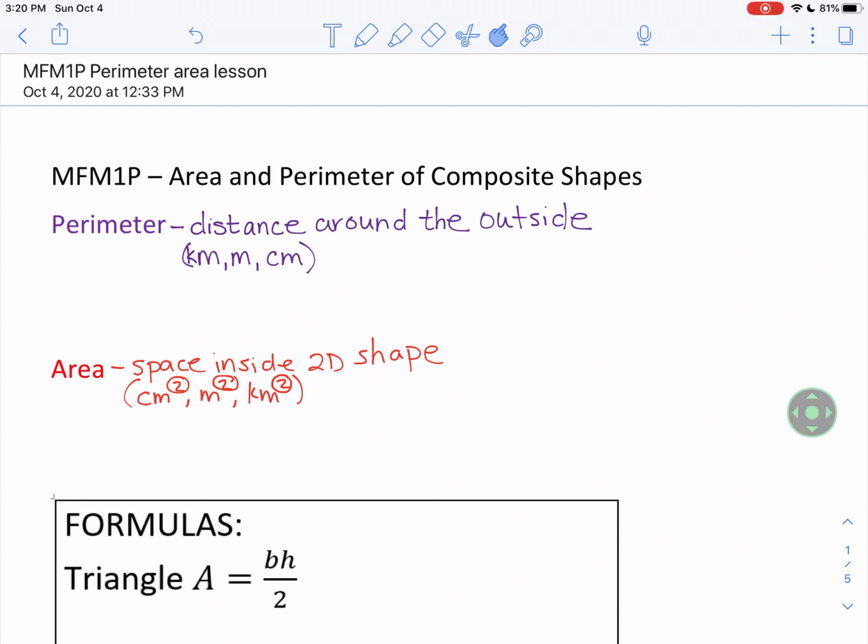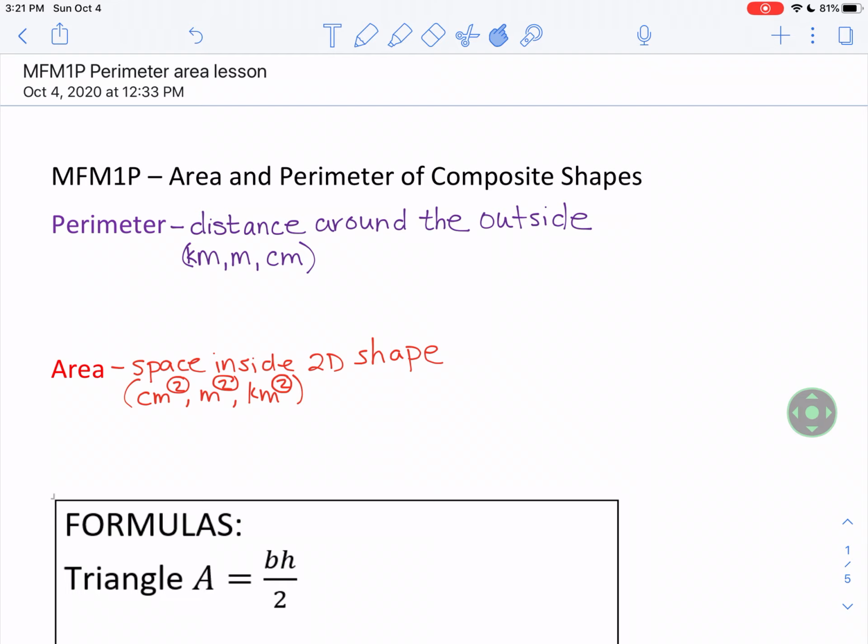In this video, we'll look at areas of composite shapes. Composite shapes are just two or more simple shapes put together, and the area is the space inside that 2D shape. It's measured in centimeters squared, meters squared, kilometers squared, etc. The way you can remember this is that the exponent on the units is a 2, or squared, and we're working in 2D space.